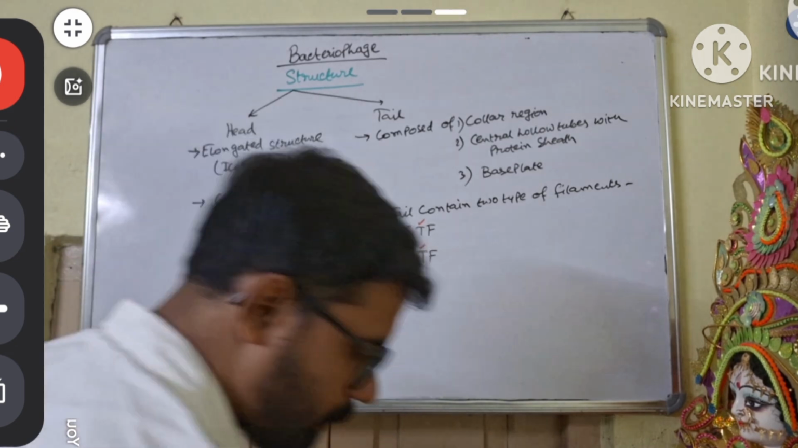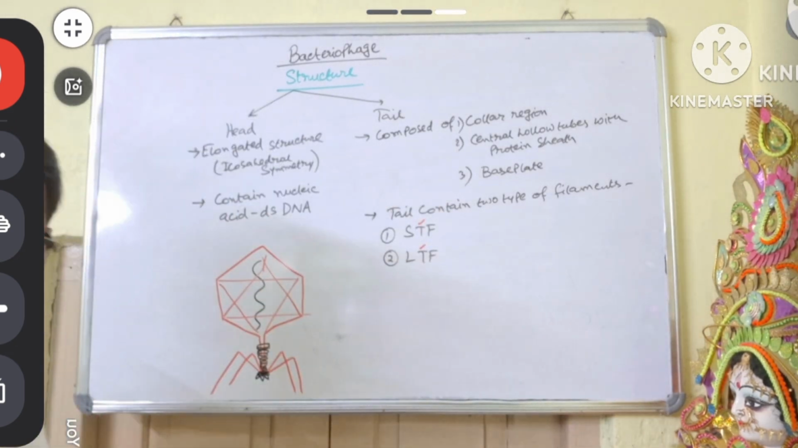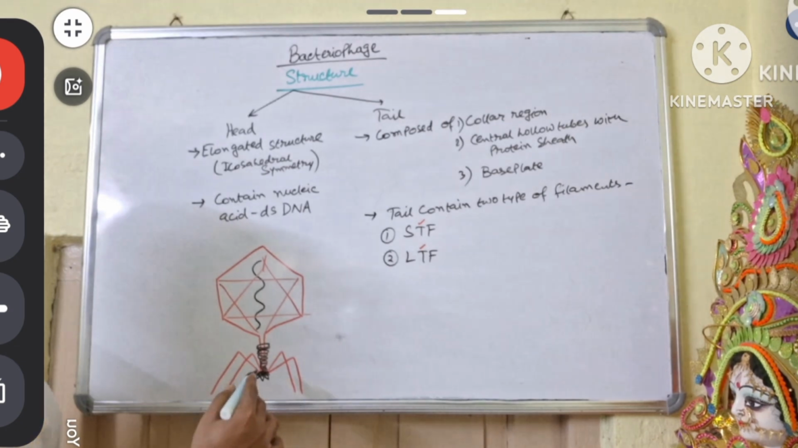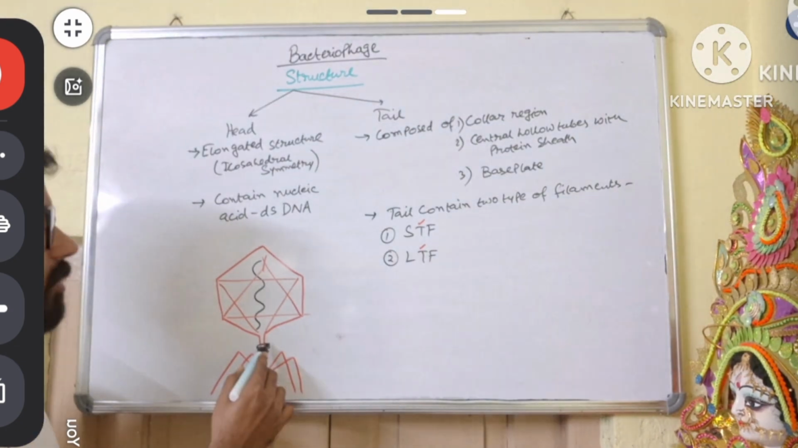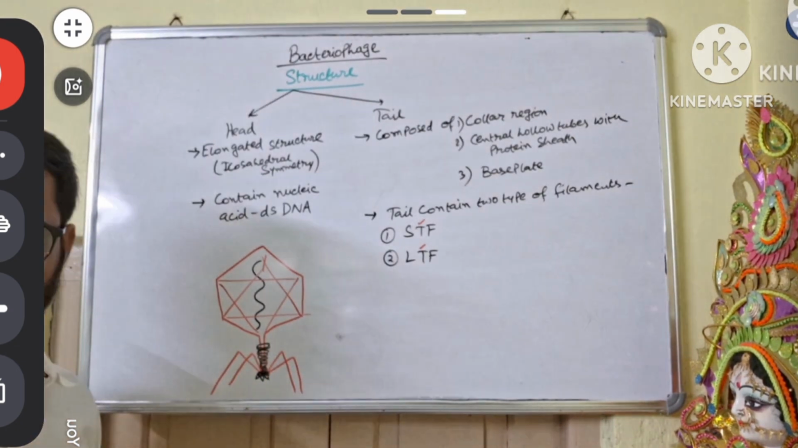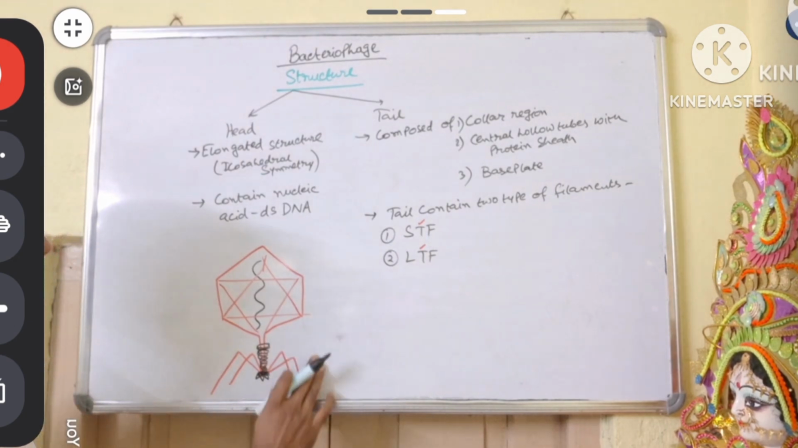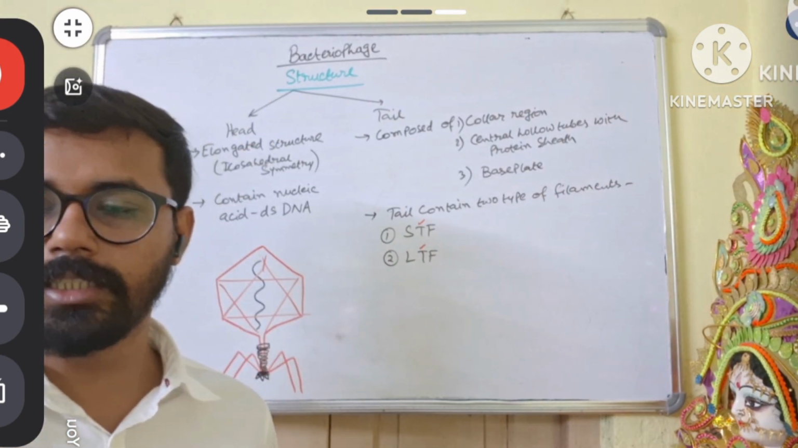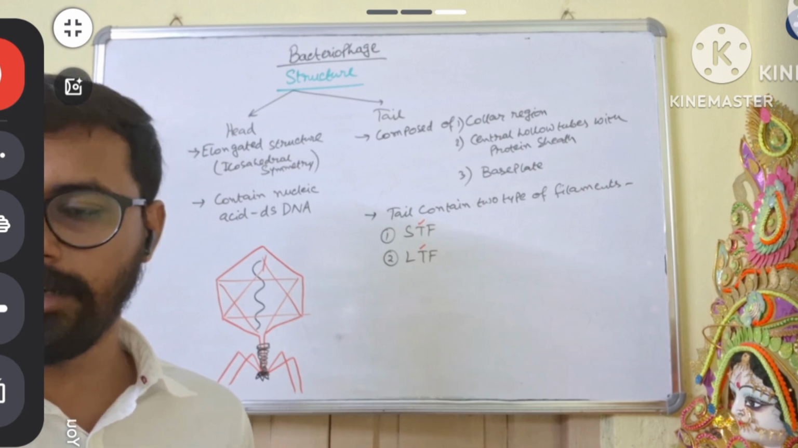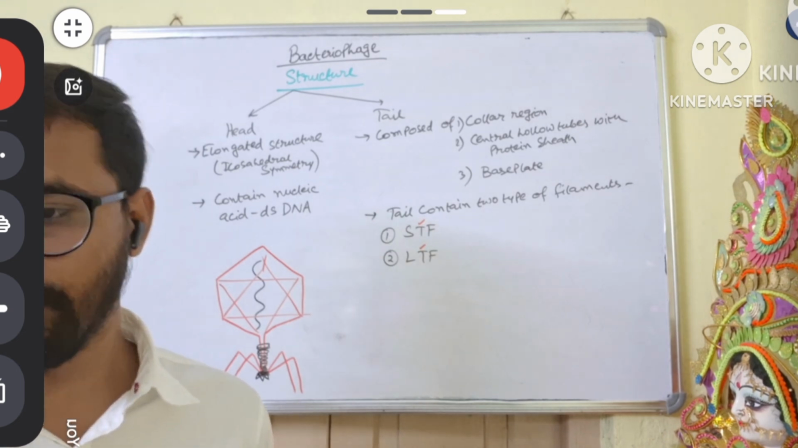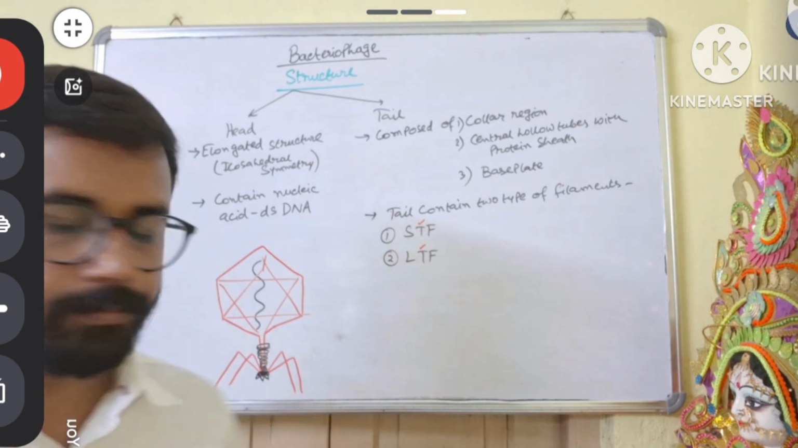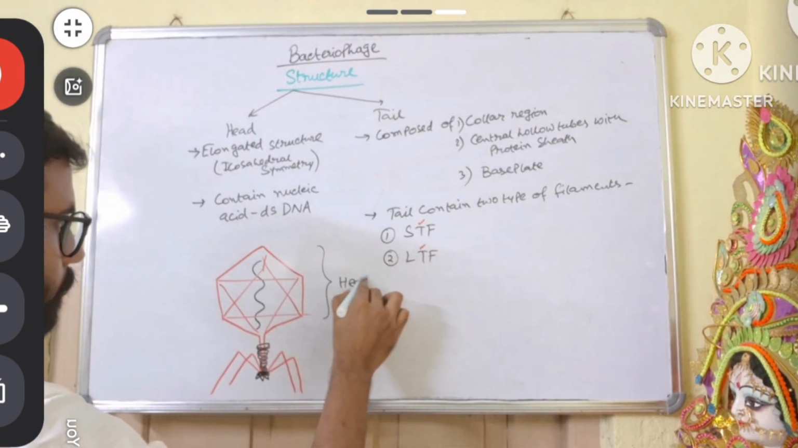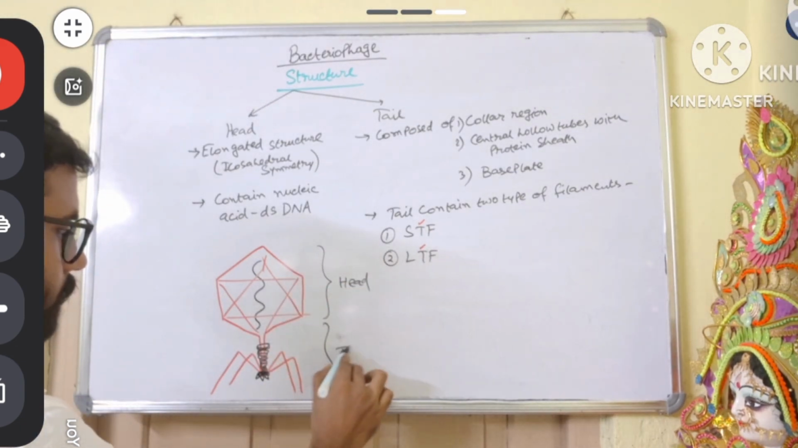So head capsid symmetry is icosahedral, but the tail symmetry, the protein sheath, also contains tail protein sheath, and the protein sheath looks like what type? Helical, right? So helical and icosahedral both are mixed together to form the bacteriophage structure. That's why it is classified under complex capsid symmetry. So this is the head part and tail part.